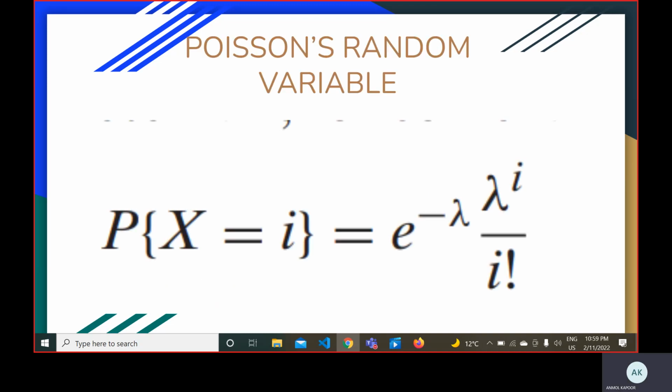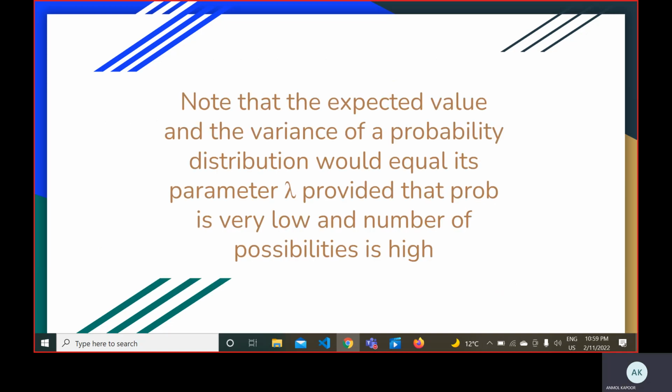So Poisson random variable is basically an approximation for calculating probability by taking probability mass function to be equal to e power minus lambda into lambda power i upon i factorial. Here lambda has to be a finite quantity. Also note that the expected value or the variance of a probability distribution will be equal to the parameter lambda. If we take lambda to be equal to n into p, then if n is tending towards infinity, p should tend towards 0 for having lambda to be a finite value and to have Poisson implementation.